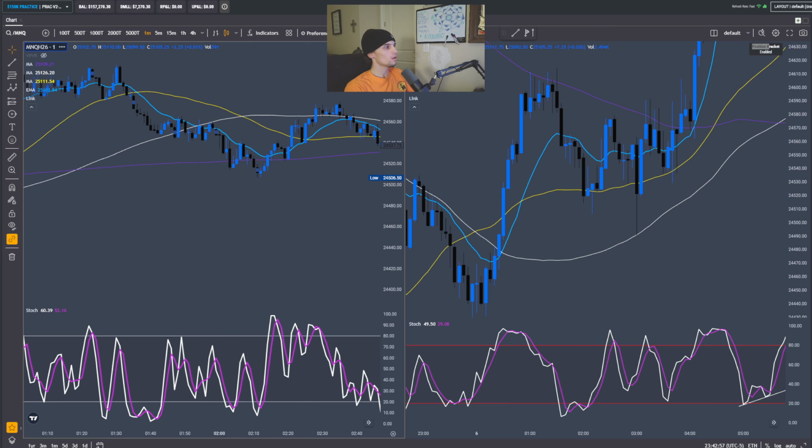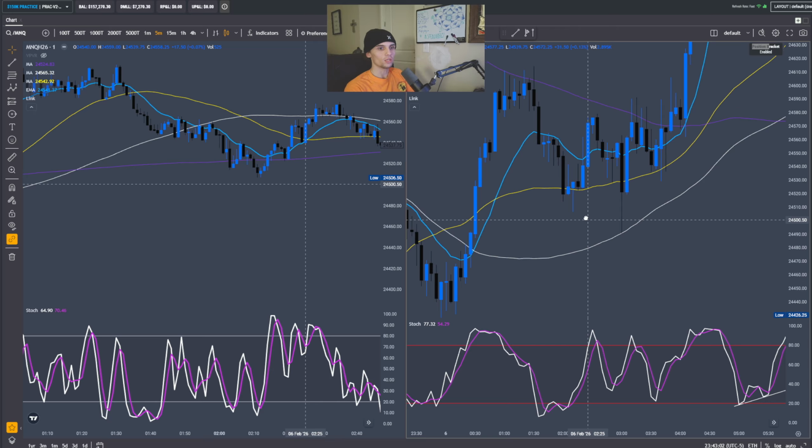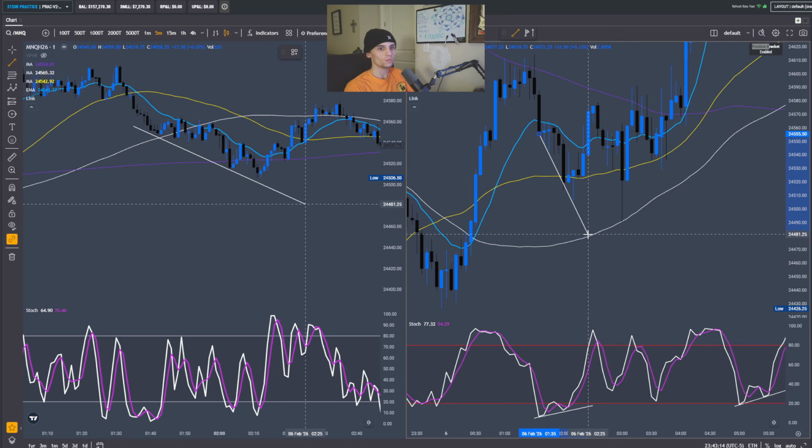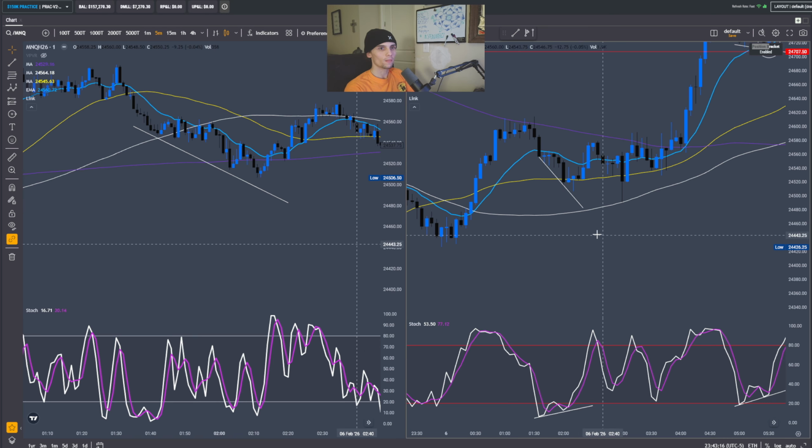The 1 minute does not have a divergence for the entry, but focusing on the 5 minute, we do. Looking at the 5 minute here, I'll zoom out so you can see a little bit bigger, but we have divergence on the price and divergence on the stochastic based off of these lows right here.